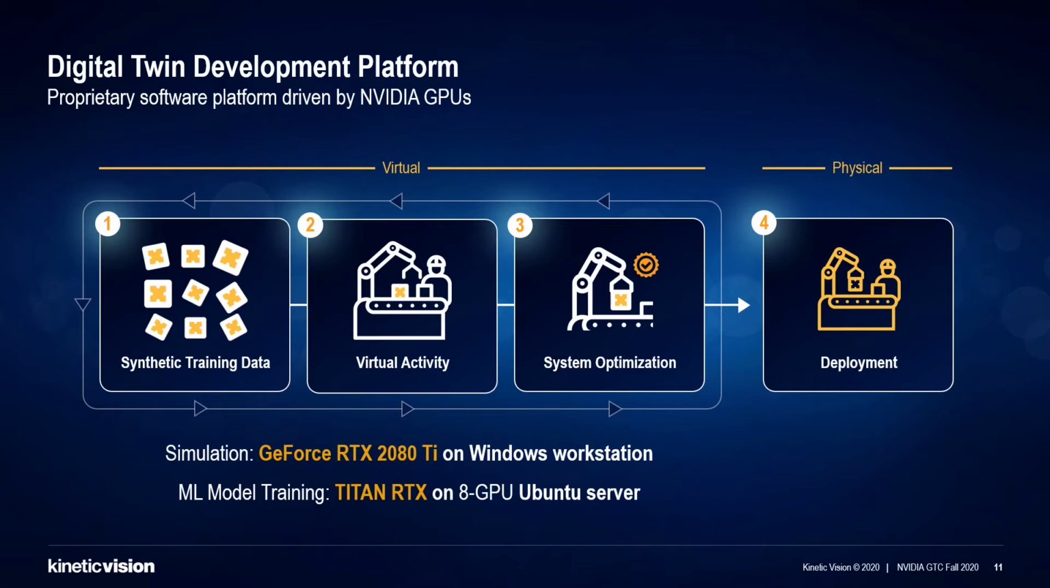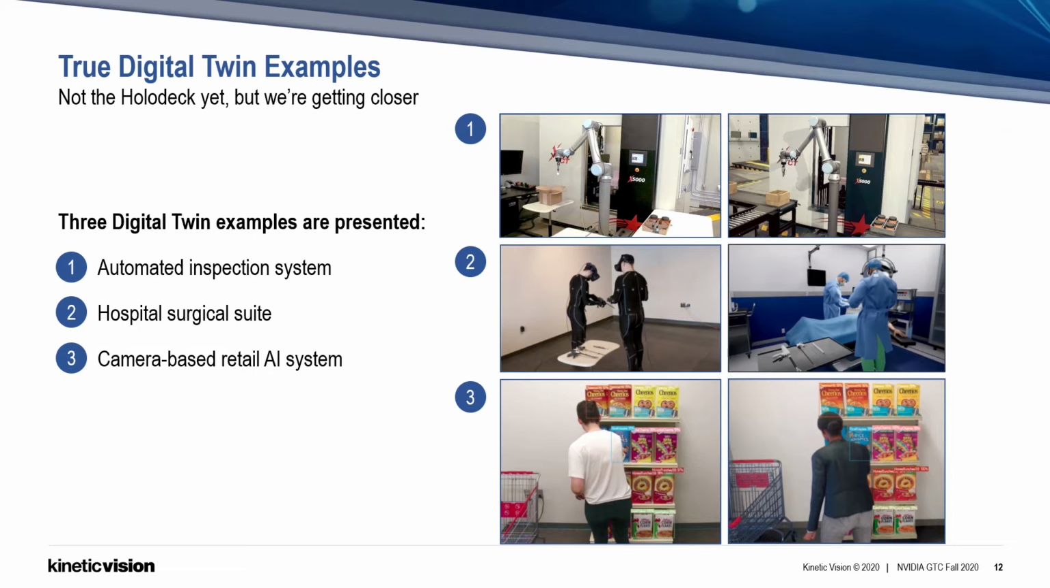In addition to specialized people, you also need specialized tools. A digital twin development system should be GPU powered, as simulations must run in real time to be usable. If machine learning is involved, that training is most effective on multi-GPU systems, which can be local or cloud-based. So we're not quite to the holodeck yet, but we're getting closer. Today I'm presenting 3 examples: an automated product inspection system, a hospital surgical suite, and a camera-based retail AI system.